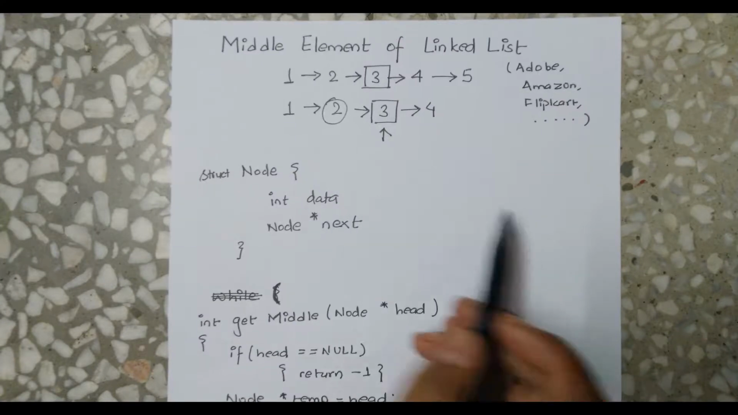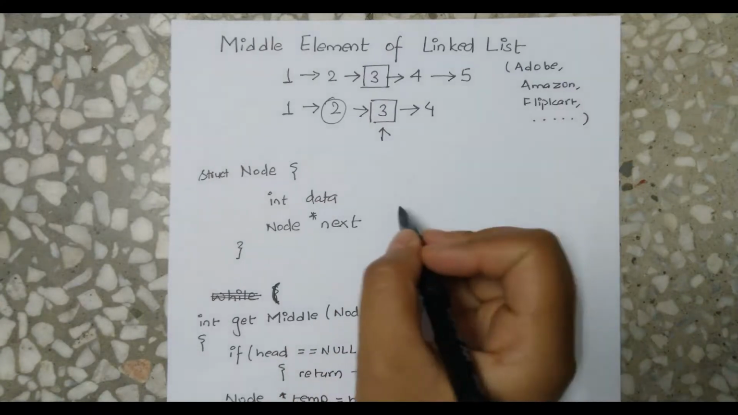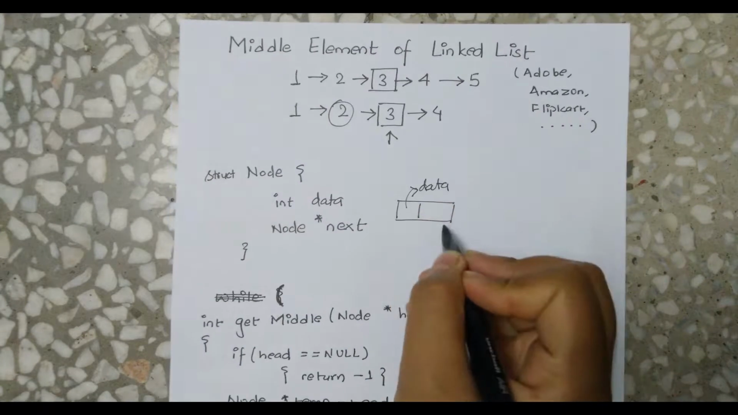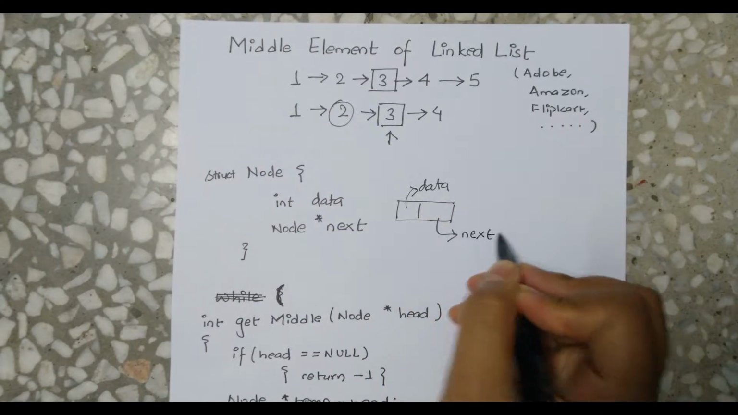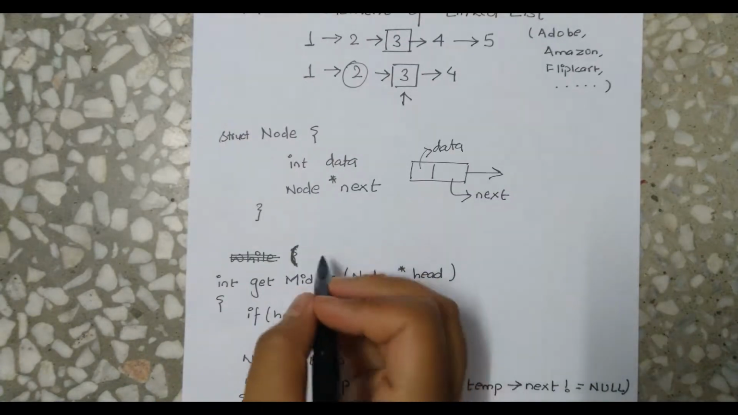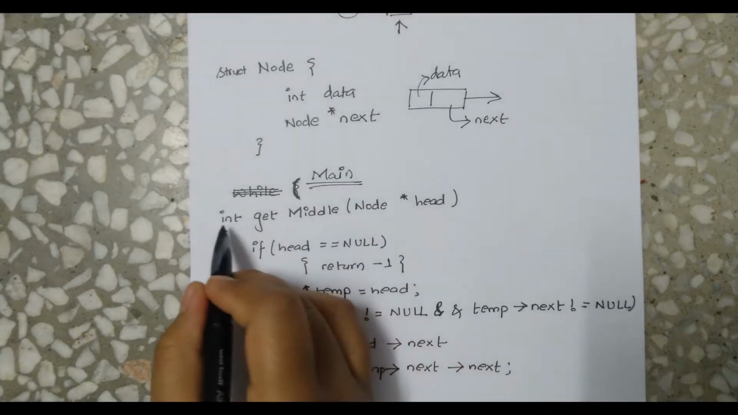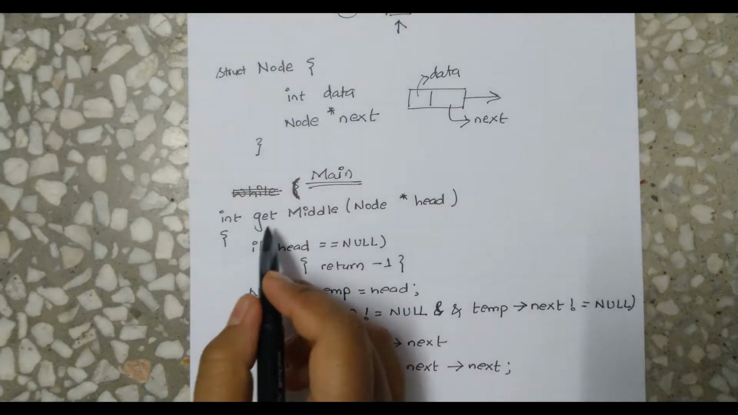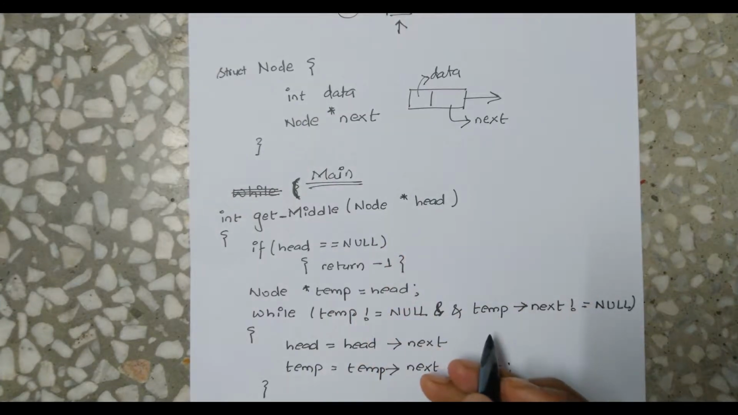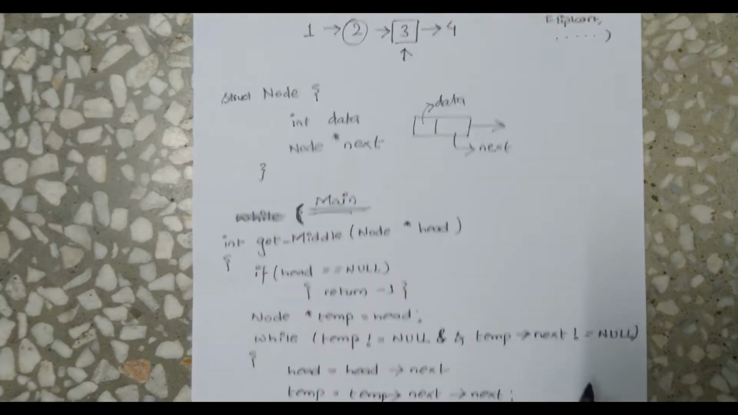We have a node created which contains the data part and the pointer to the next node. You can write the main function yourself. Here will be the main function, and from this main function we call the get middle function and pass the head of the entire linked list. The entire creation of the linked list is in the main part.